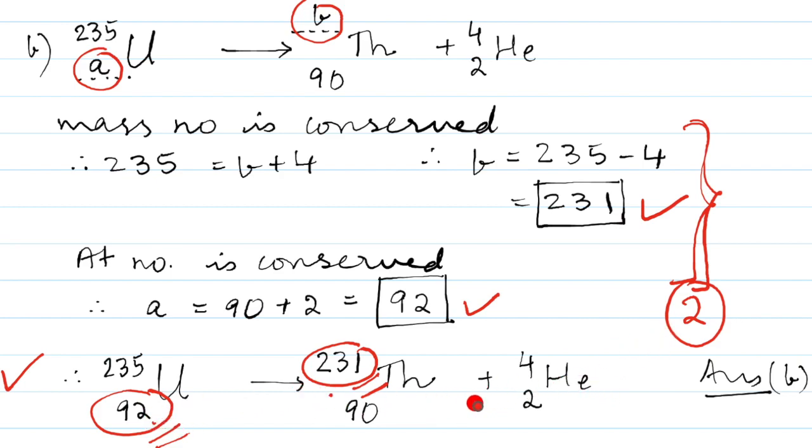1 for this and 1 for this. Okay. Now some of you will say that we did this mentally and we wrote this. No problem. You'll still get your 2 marks. Okay. But this is just for your understanding. Let's come to the last question.